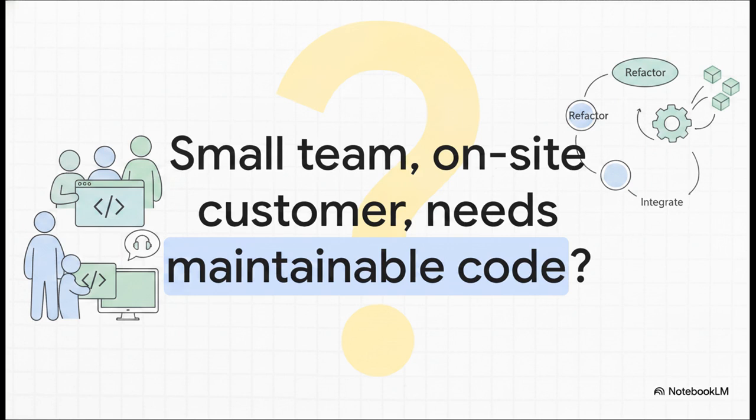A small team has frequent requirement changes and an on-site customer. They need specific guidance on writing maintainable code. Now read the clues carefully. Yes, it's Agile, so either could technically fit, but look at those highly specific phrases: on-site customer and the need for guidance on how developers should actually write maintainable code.